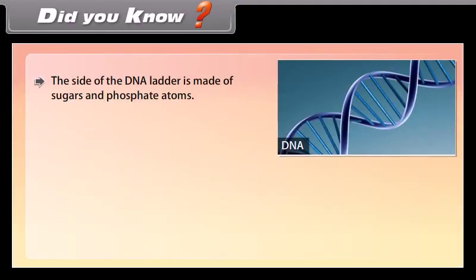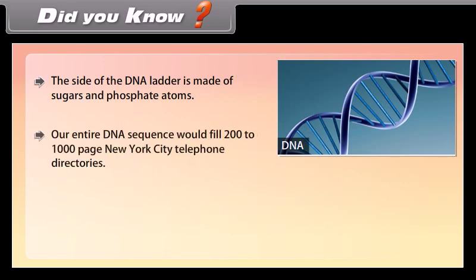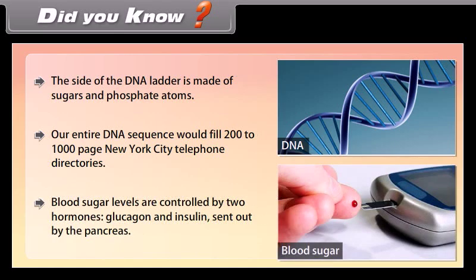Did you know? The side of the DNA ladder is made of sugars and phosphate atoms. Our entire DNA sequence would fill 200 to 1000 page New York City telephone directories. Blood sugar levels are controlled by 2 hormones, glucagon and insulin, sent out by the pancreas.